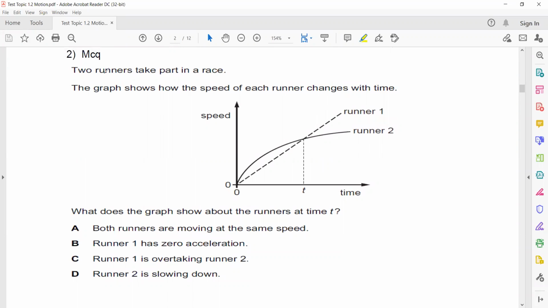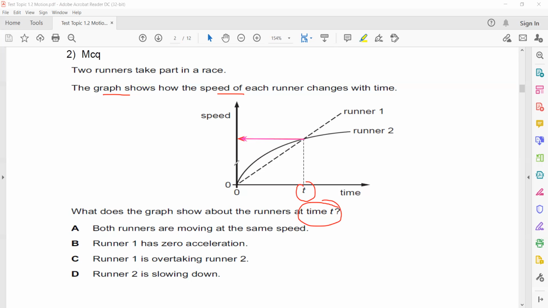In the second question, two runners are taking part in a race. The graph shows the speed of each runner. So this is a speed time graph. What does the graph show about the runner at time t? So any time t is there. What about speed? You can see both runner 1 and runner 2 have the same speed. The speed of runner 1 is the same as the speed of runner 2.